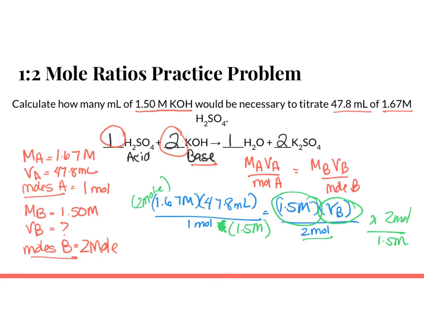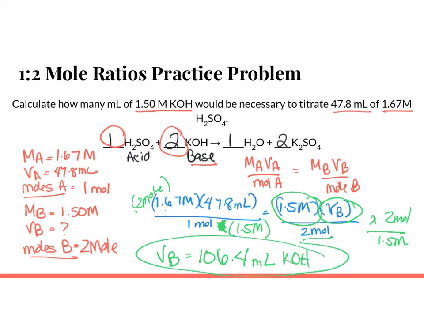Now I'm going to plug this into my calculator. I'm going to go 2 times 1.67 times 47.8 divided by 1.5. And that's going to give me Vb equal to 106.4 milliliters KOH. So you have that one additional step of doing the moles, mole A and mole B, when you do not have a 1-to-1 mole ratio.